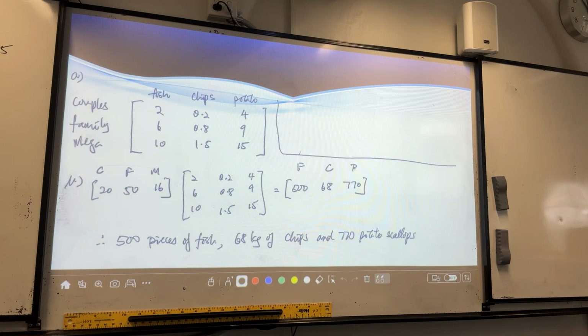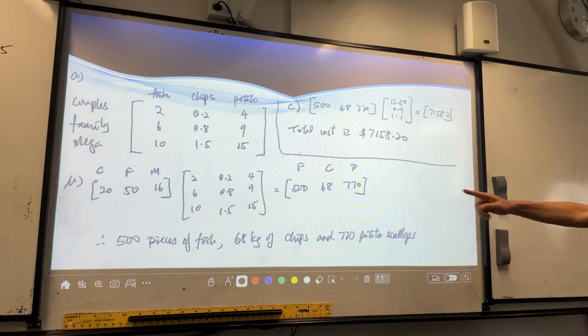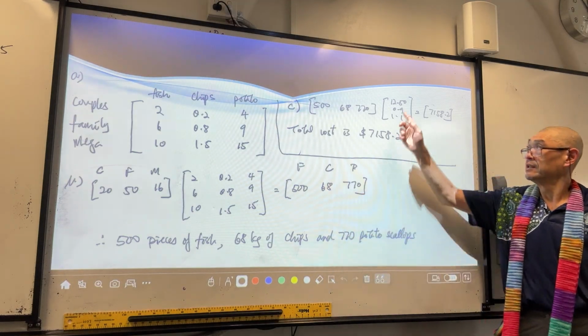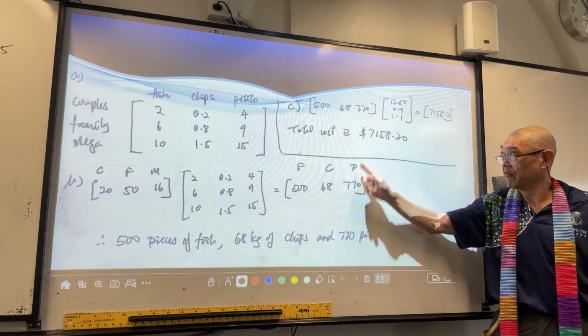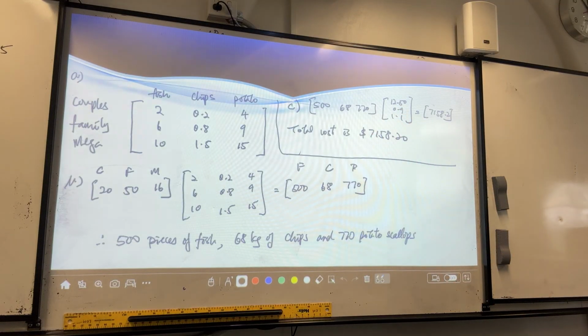Alright, and therefore, then you can work out the cost, which is this: the number of fish times the cost, the number of potato times the cost, the number of scallops times the cost. Alright?